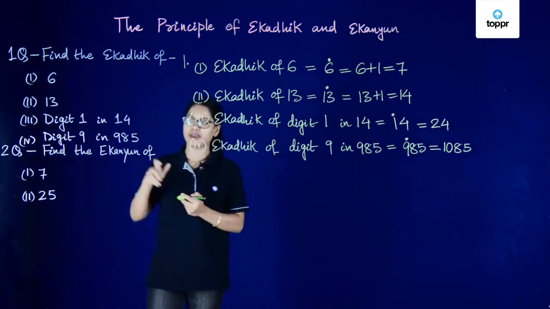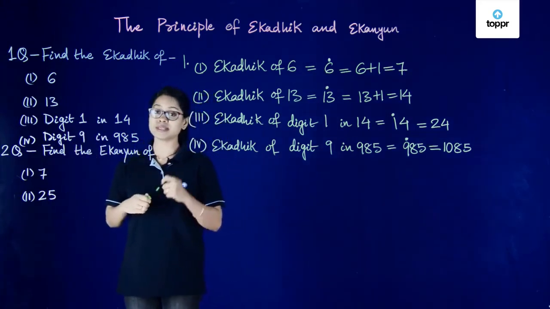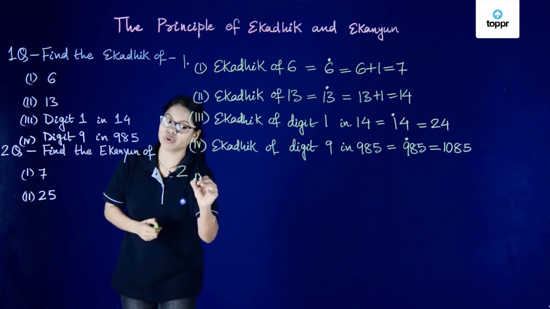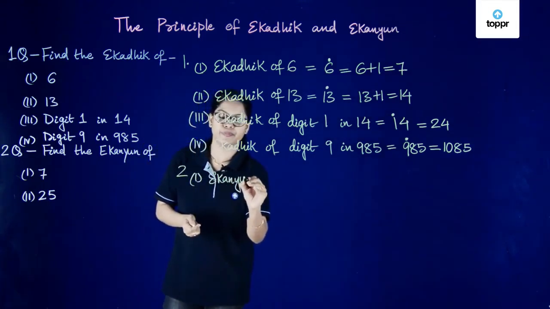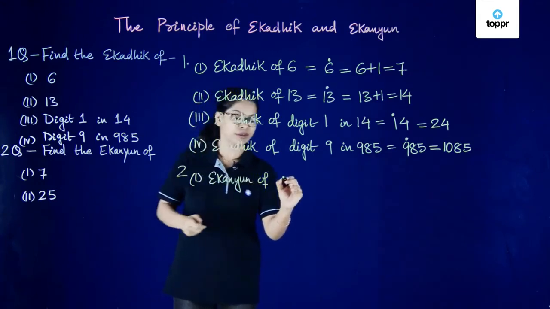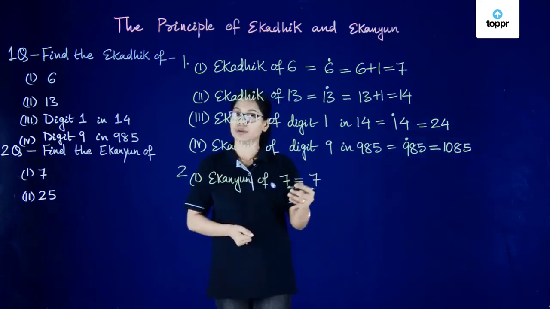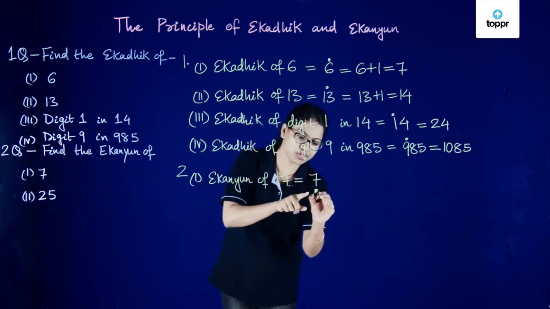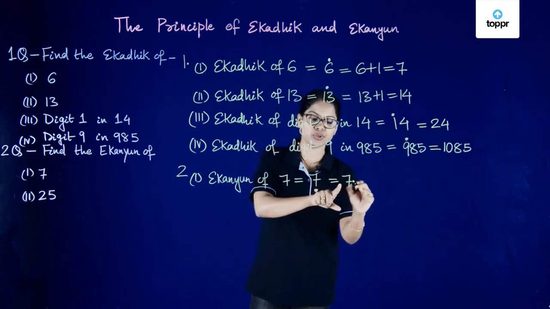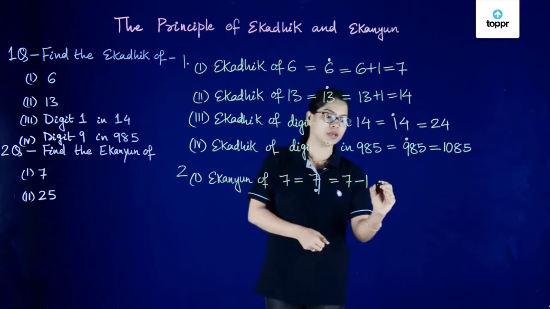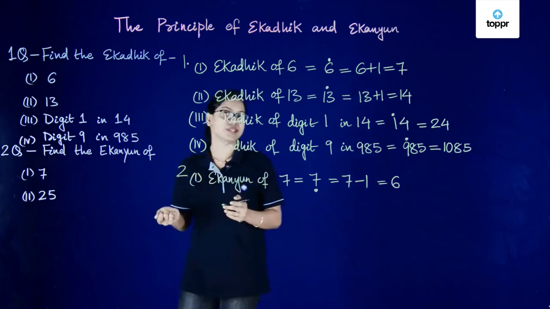In the second question, we have to find the Ekanyun. So, find the Ekanyun of the first bit, which is 7. And we know that Ekanyun means 1 less. So, Ekanyun of 7 is equal to, we write 7 with a dot below the number. So, Ekanyun is represented like this, a dot below 7. And that's equal to, Ekanyun is 1 less. So, 7 minus 1, that's equal to 6. So, 6 is the Ekanyun of 7.